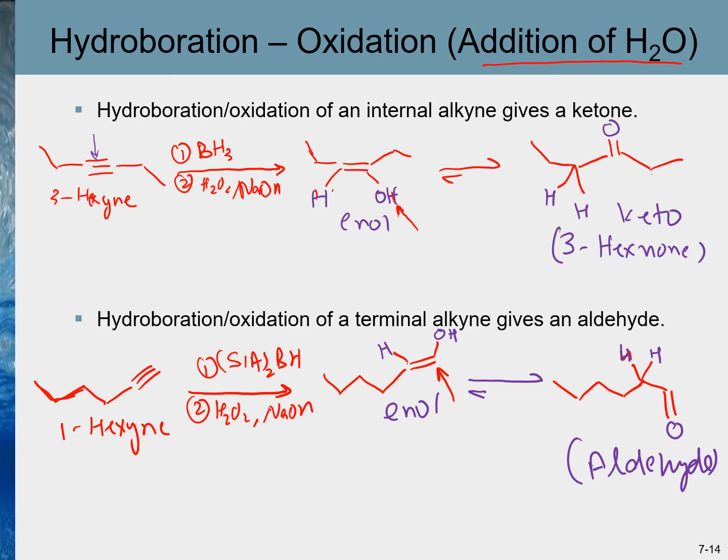And of course we know that there is already one hydrogen here. So the point is that if we conduct hydroboration oxidation of a terminal alkyne, we get aldehyde at the end. And if we conduct hydroboration oxidation with an internal alkyne, we get ketone at the end.